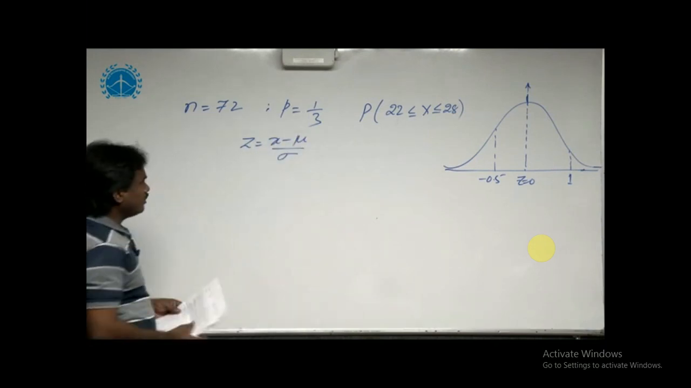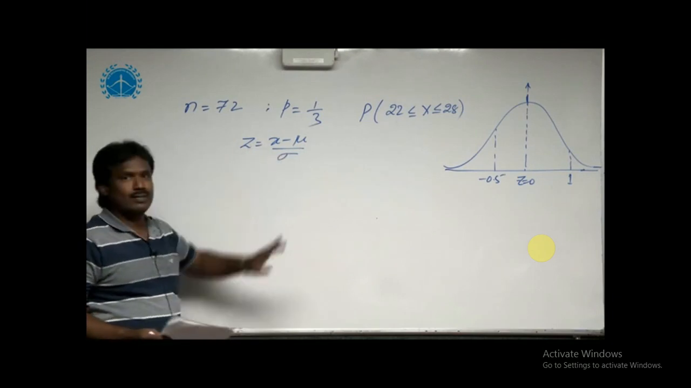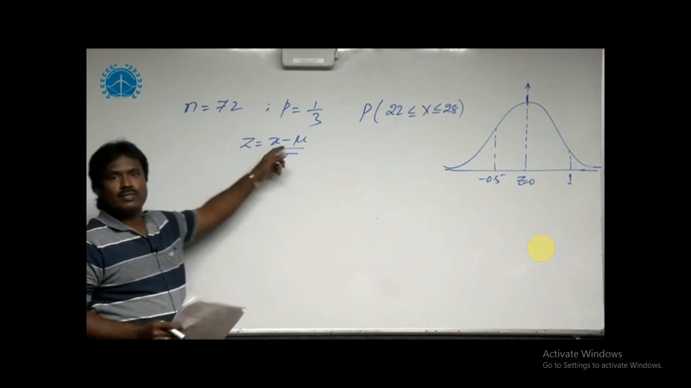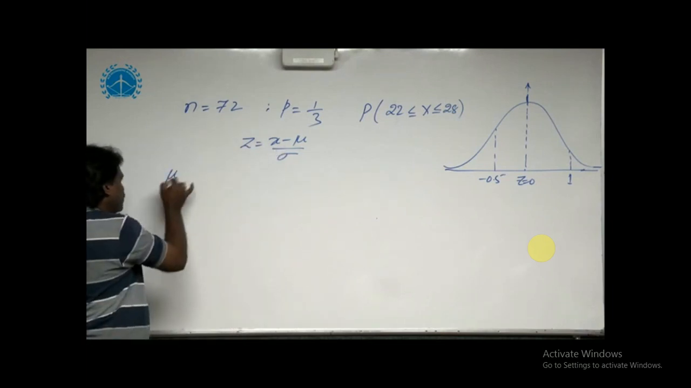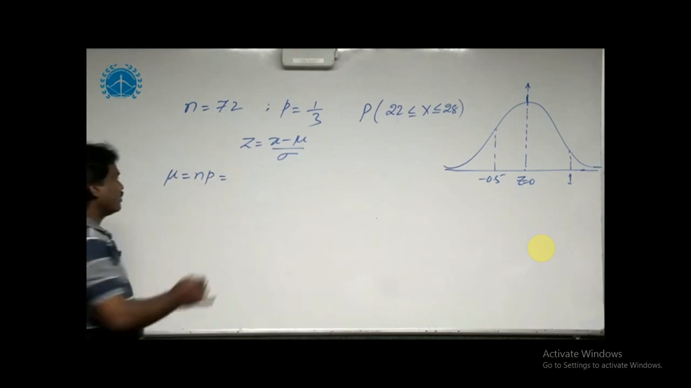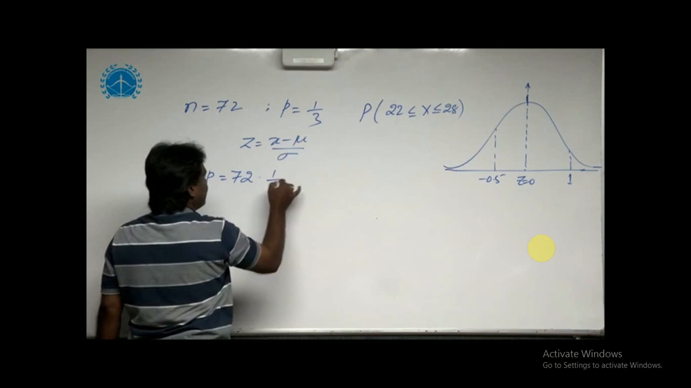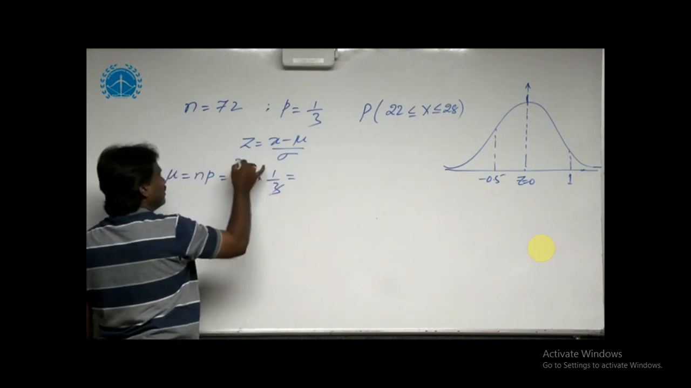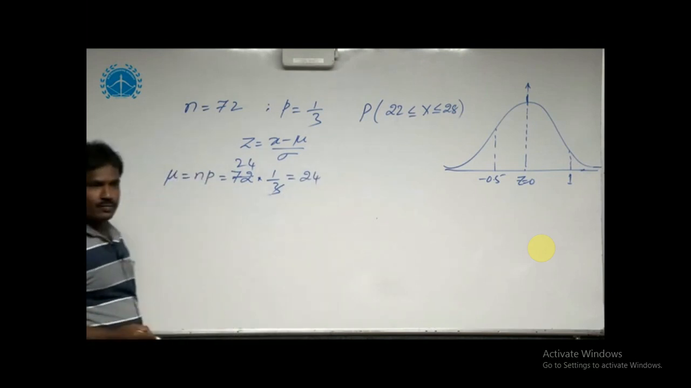So in this one the requirements are mu and sigma, but mu and sigma are not given. But the binomial distribution conditions are given, and by using them mu can be evaluated. Mu is equal to np, that is the binomial distribution mean, where n is 72 and p is 1 by 3. So that is equivalent to 24. Mu value is 24.